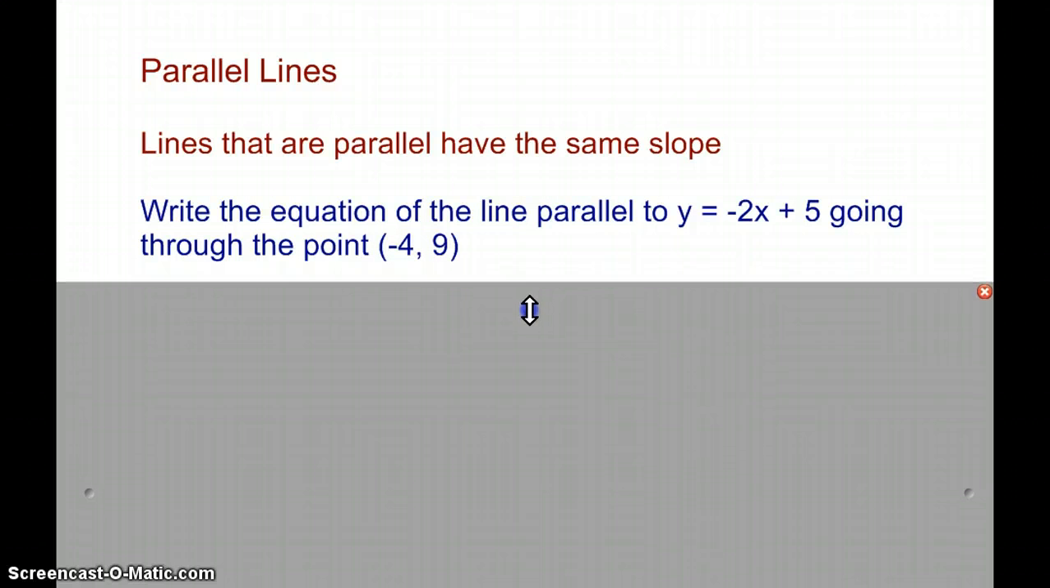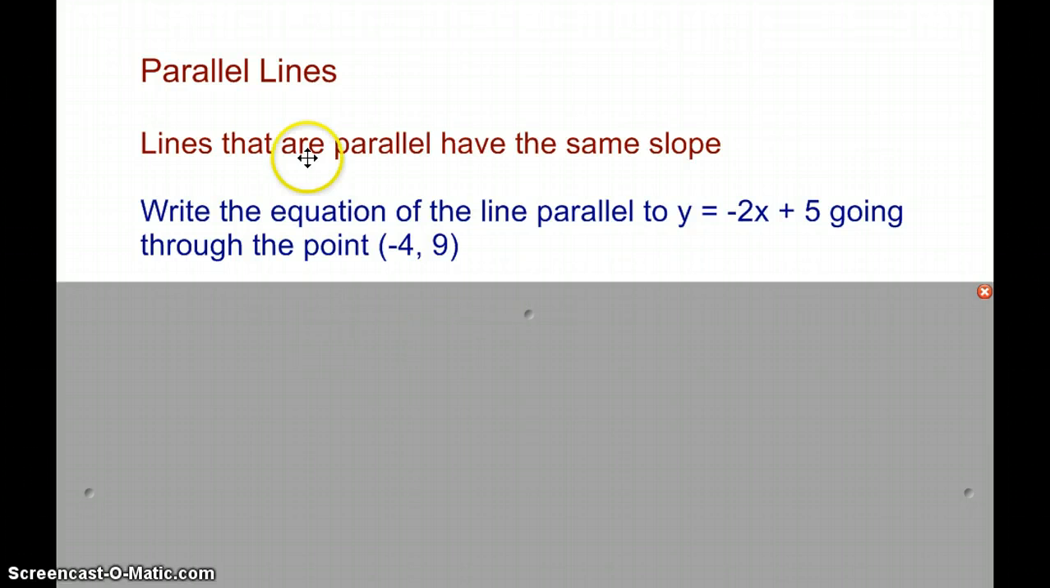So if we look at an example here, if we want to write the equation of the line parallel to y equals negative 2x plus 5 going through the point negative 4, 9. In order to go about solving a problem such as this, we have to first recognize what we have in the problem. We have a line we're parallel to and a point. Now yesterday we learned the point slope formula, and so if we had a point and a slope, this would be easy. Well, when we look at our first line and we realize that our lines are parallel, that means the slopes are the same.